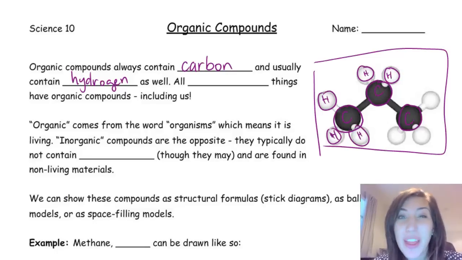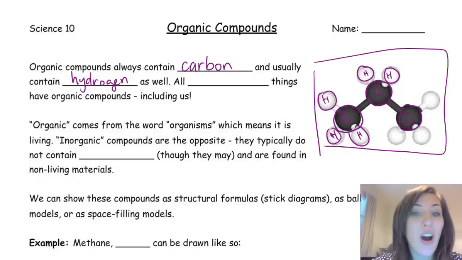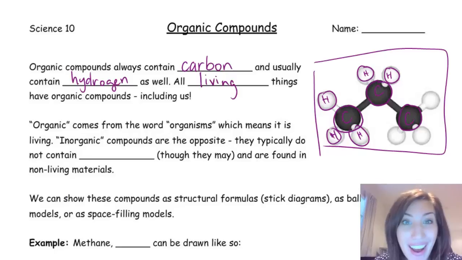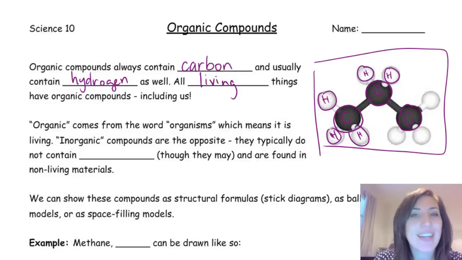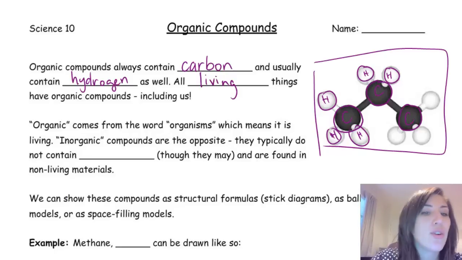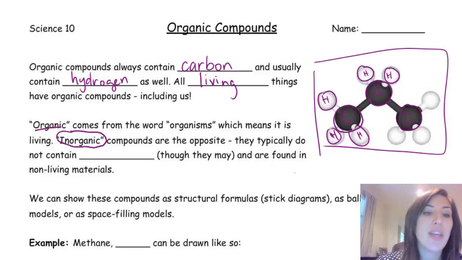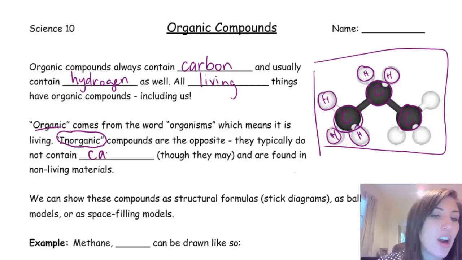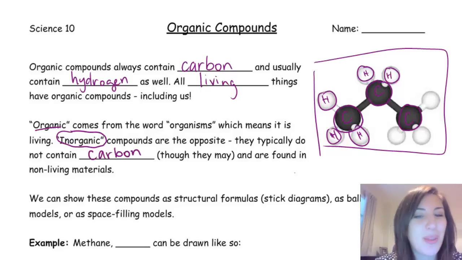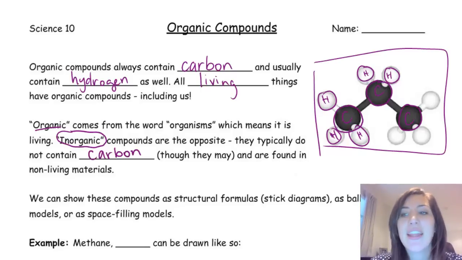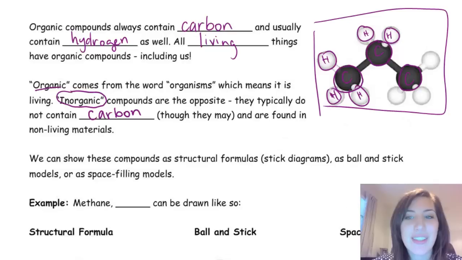Organic compounds are really important in our world because all living things have organic compounds, including us. Organic comes from the word organisms, which means living. So we're talking about organic today, but there are also inorganic compounds. They're the opposite. They are not living, so they typically do not contain carbon. Sometimes, though, there are exceptions, and they're found in non-living materials.